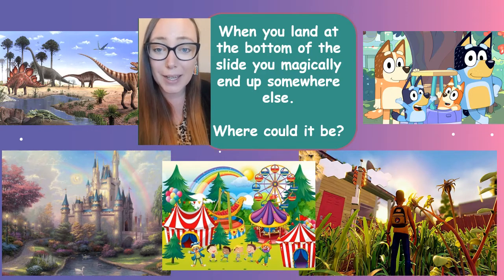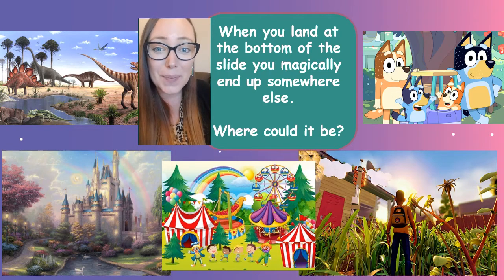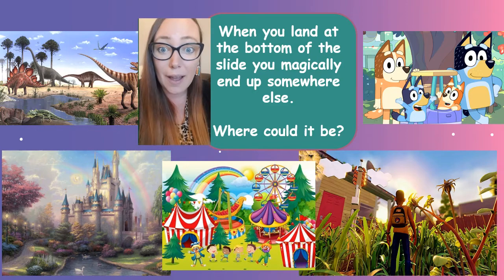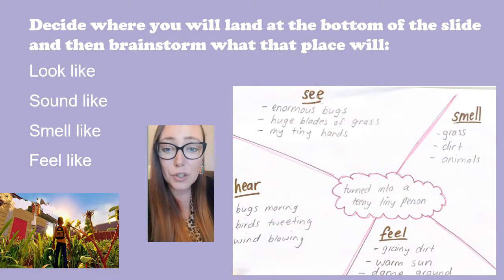Maybe you have gone back in time and there are dinosaurs all around. Maybe you've transported to a place where there is a magical castle. Maybe you're taken to a fun fair. Maybe you are shrunk down into a teeny tiny little person. Maybe you end up in one of your favourite TV shows like Bluey. It's up to you. You can think about where you would like to be. It doesn't have to be one of these examples. You can be as creative as you like. So you're going to need to choose where you end up when you hit the bottom of the slide.